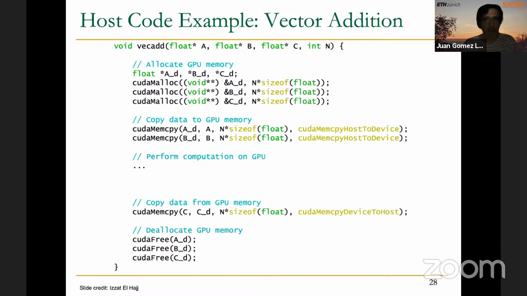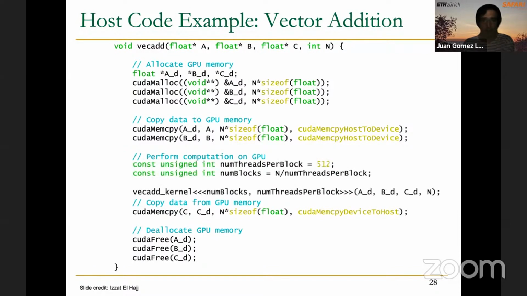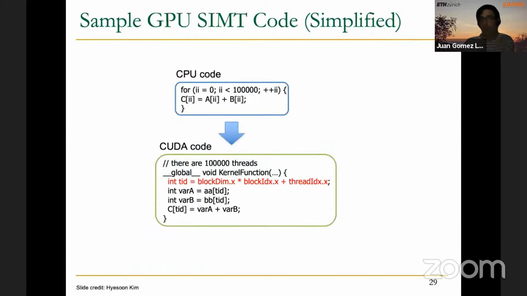Now recall this host code for the vector addition example. What we were missing here is the execution configuration, the number of threads per block and the number of blocks, and the call to the GPU kernel. Now let's see how this GPU kernel looks inside. We have already seen it in the previous lecture. Remember this slide with the CPU code, which is just a loop with 100,000 iterations where we are adding elements with the same index. It's a vector addition, right? We add vector A and vector B element by element and store the result in vector C.